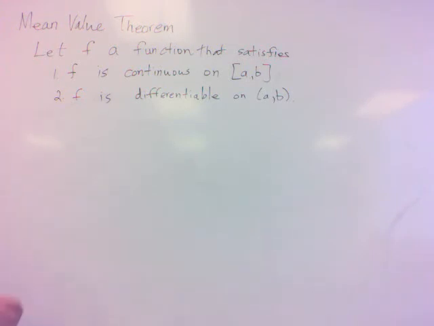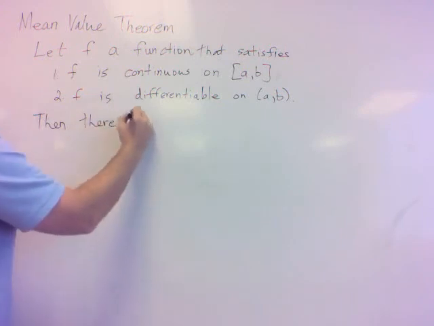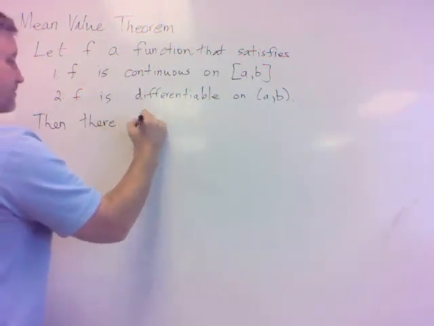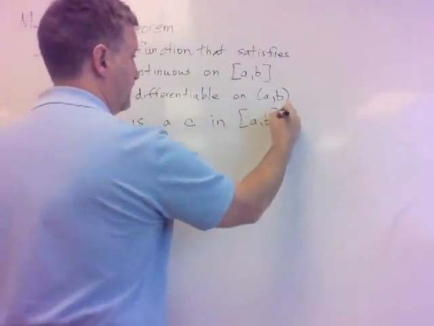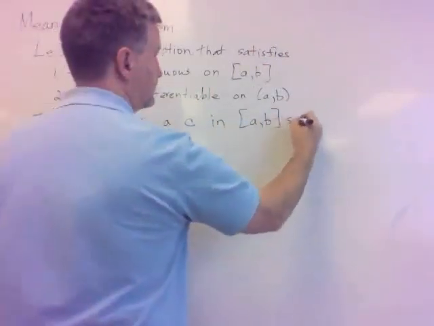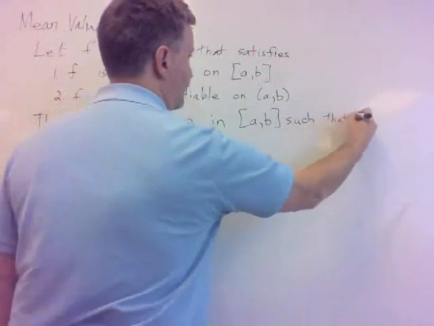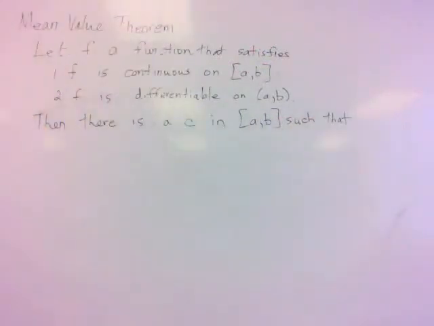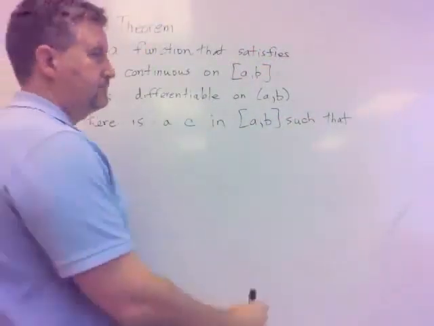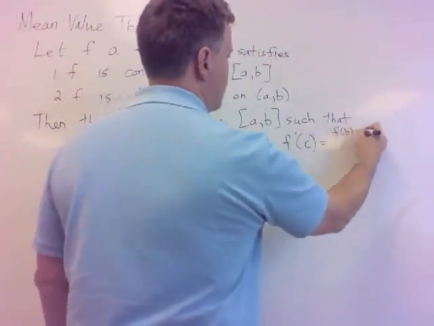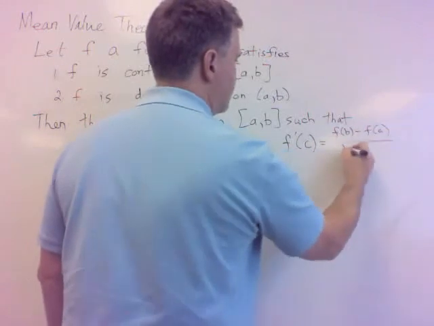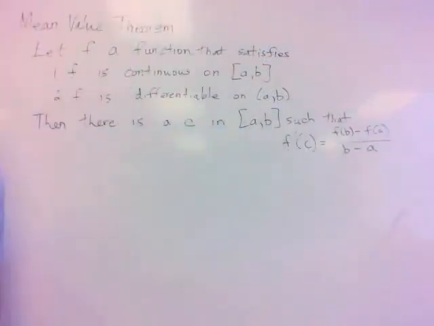Okay. Well, the conclusion then is there is a c in the interval a to b such that f prime of c equals f of b minus f of a over b minus a. Okay.